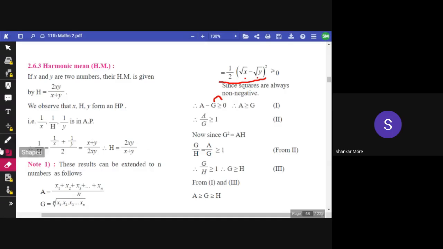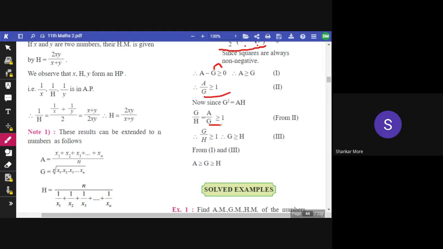So again this G comes here, so A by G is greater than or equal to 1. Now since G square is equal to AH, we can write it like this: G by H is equal to A by G. If this G goes here and this H goes here, it becomes AH and it becomes G square. Even if we write it like this, the meaning of the expression is not changing. So A by G is greater than or equal to 1, we know that from here. If A by G is greater than 1, then G by H is also going to be greater than 1.